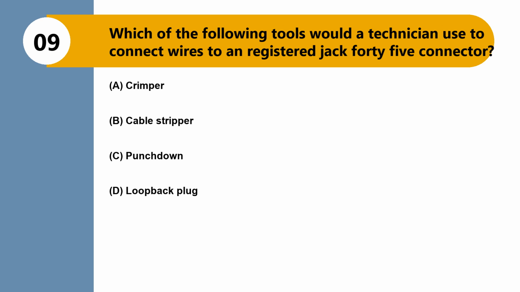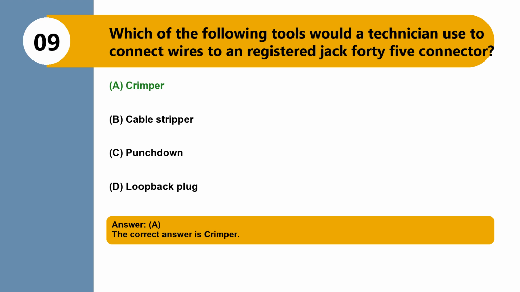Question 9. Which of the following tools would a technician use to connect wires to an unregistered Jack 45 connector? Option A, crimper. Option B, cable stripper. Option C, punch down. Option D, loopback plug. The correct answer is option A, crimper.